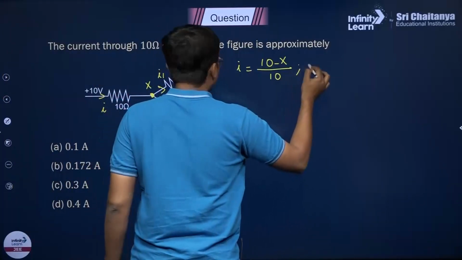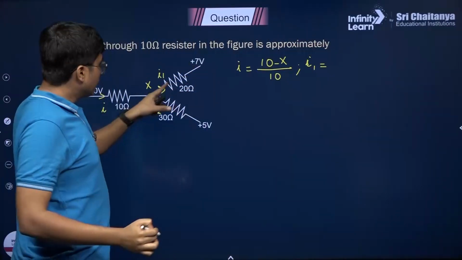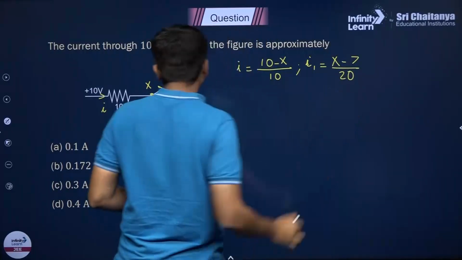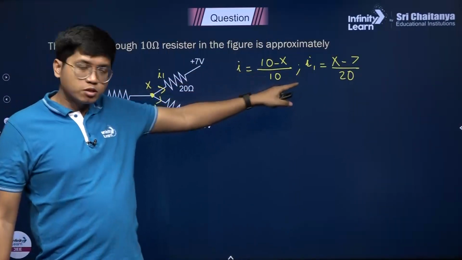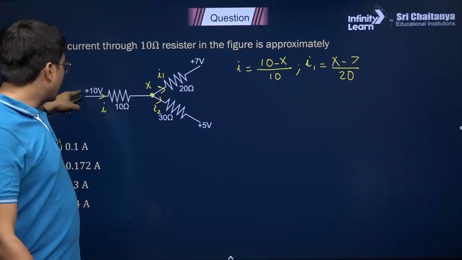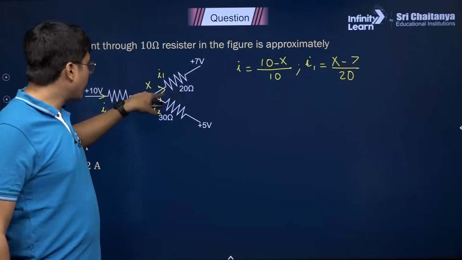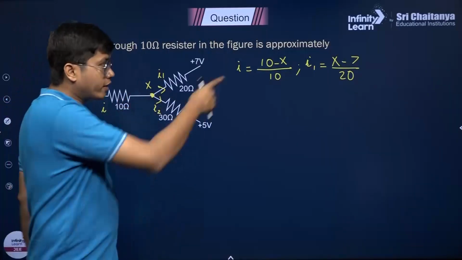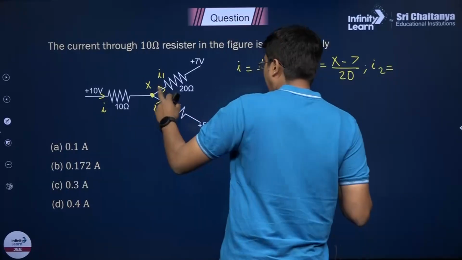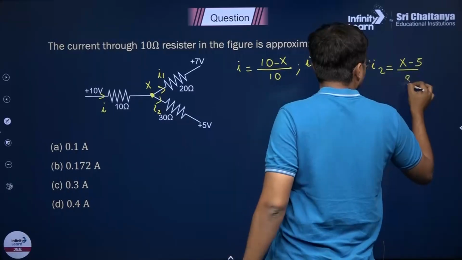Similarly, I1 would be equal to (X minus 7) divided by 20. See, I am taking X minus 7, but here 10 minus X. Why? Because current always flows from higher to lower potential. That is why I did 10 minus X. Here, since I see current flowing in that direction, I know X has to be at a higher potential. So I put X minus 7. Next, I2 would be equal to (X minus 5) divided by 30 ohms here.